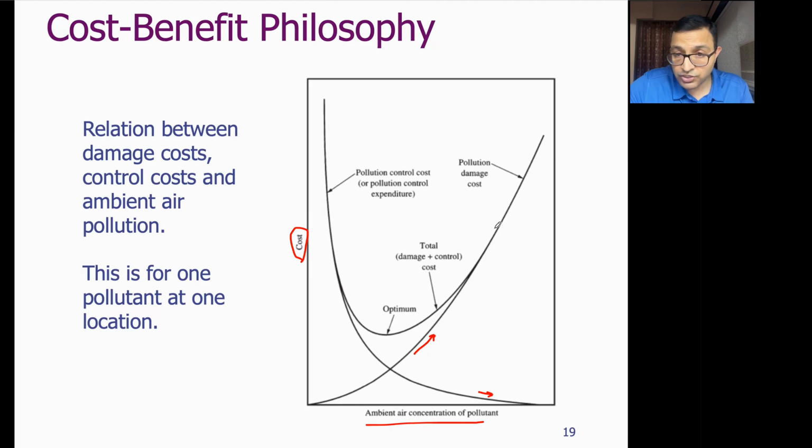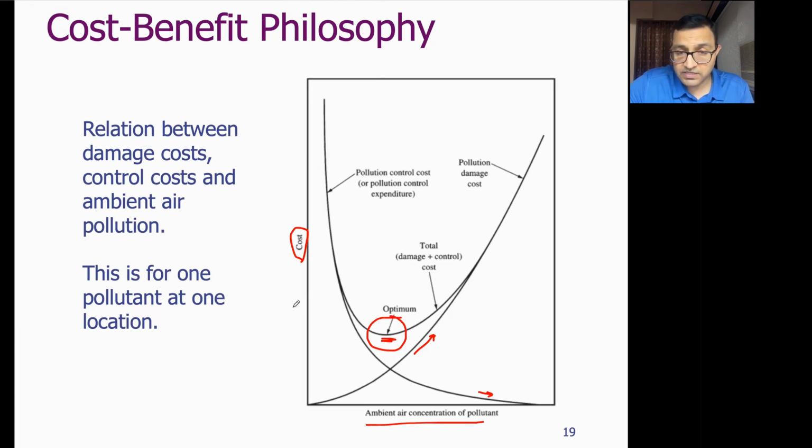So you get this U-shaped curve. And now if you have to minimize the total cost, then somewhere here in the middle you have a relatively optimum ambient air concentration where the damage is relatively low and the control costs are relatively low as well. So that's the cost benefit philosophy. Try to figure out that optimum and operate within that range.